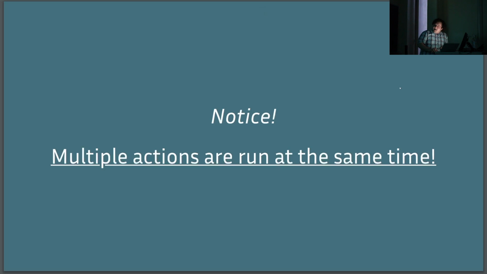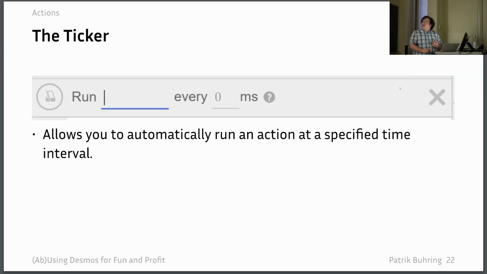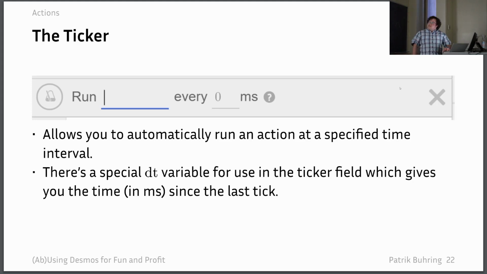Okay. All right. The next thing that I'm going to talk about is the ticker. The ticker allows you to automatically run an action at a specified time interval. So here I've got run, well, nothing currently, but we're trying to run that every 0 milliseconds. Desmos will default to trying to run it every 16.6 milliseconds. In other words, 60 FPS. There's a special DT variable for use in the ticker field, which gives you the time in seconds, divided by 1,000, since the last tick.